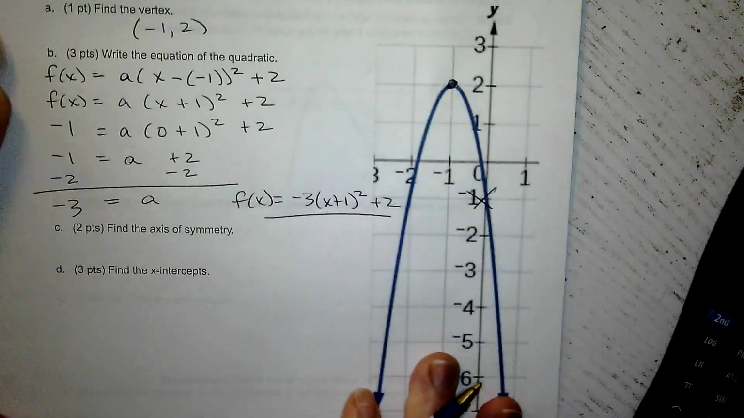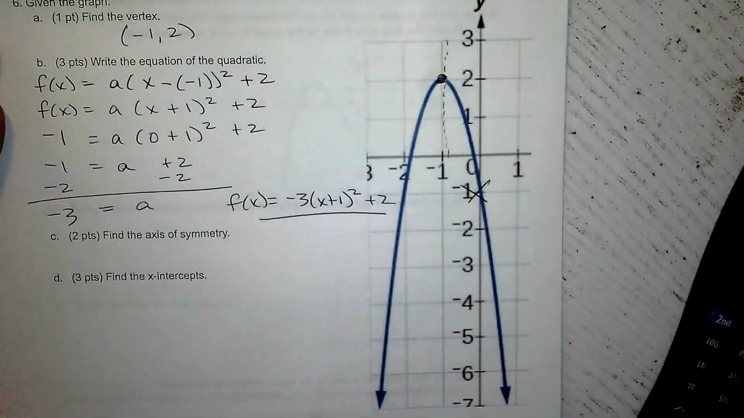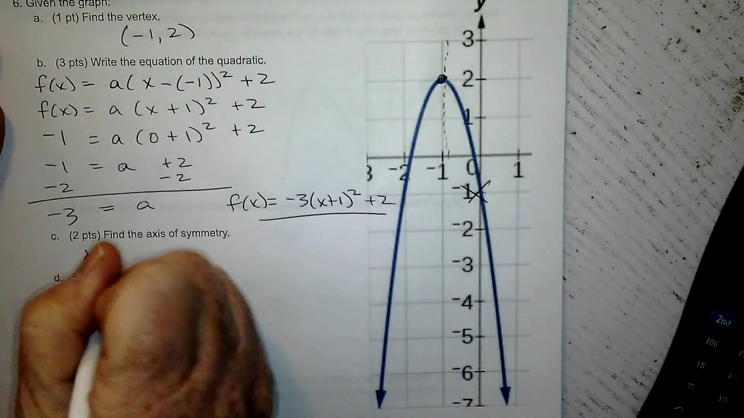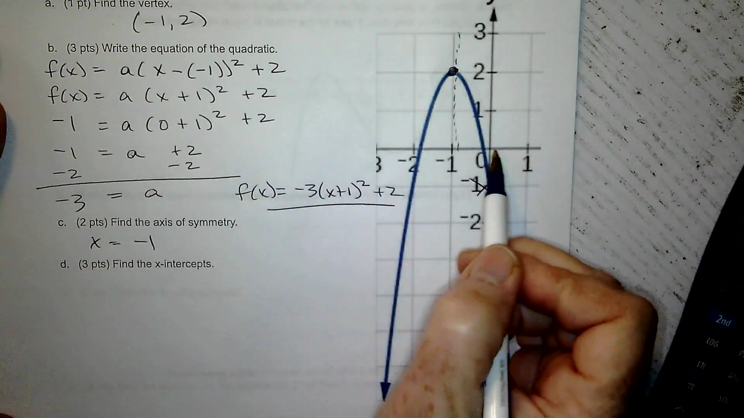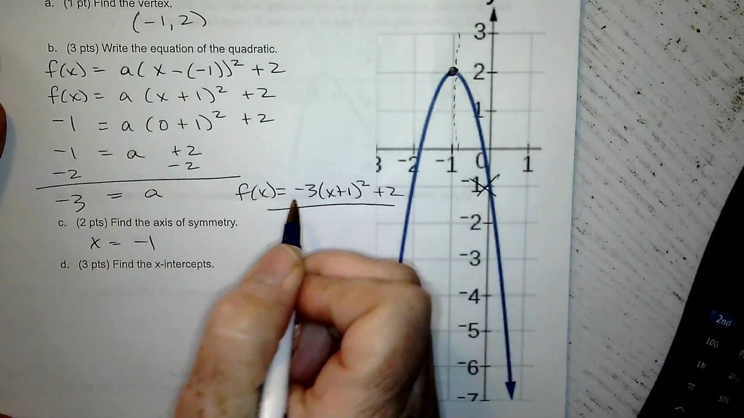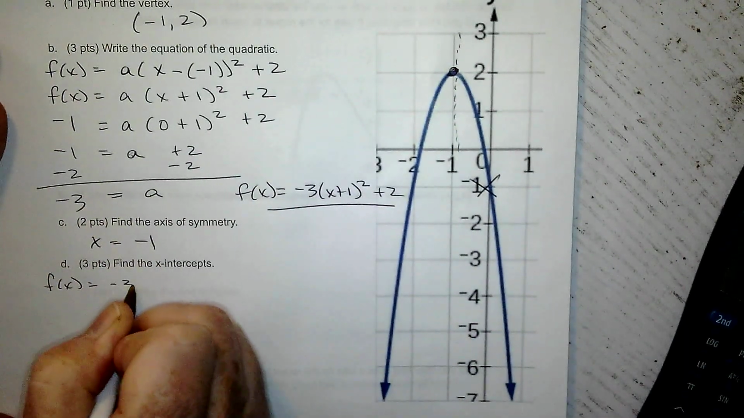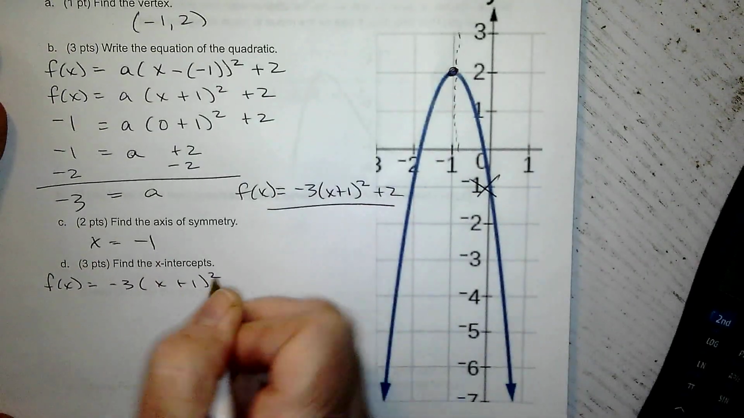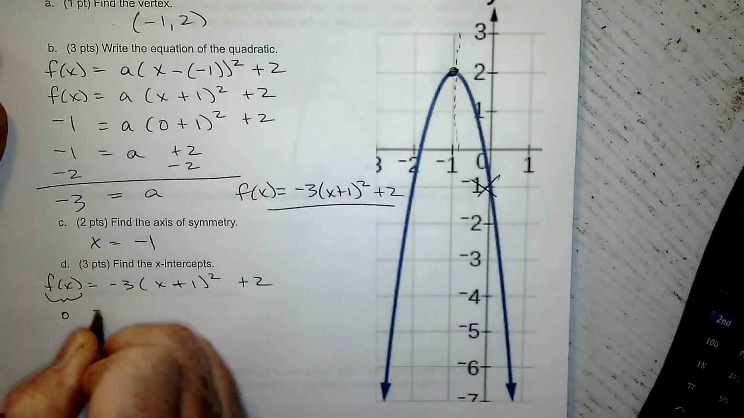Find the axis of symmetry. Well, again, that's just a vertical line that goes through the vertex. So x equals negative 1. Find the x-intercepts. Can't see that, so we're going to have to take our quadratic, f of x equals negative 3(x plus 1) squared plus 2, and set our y equal to 0.